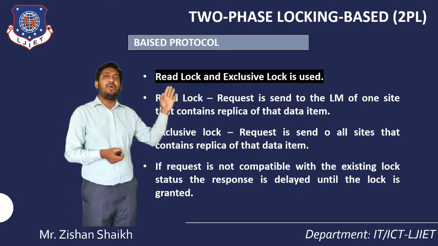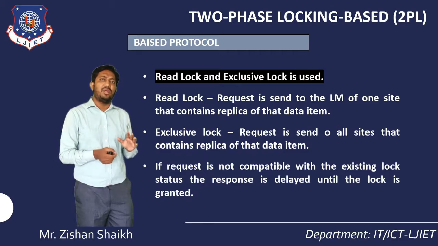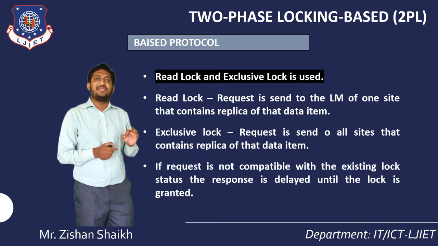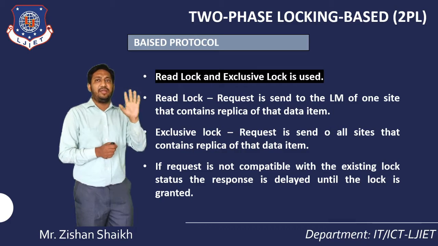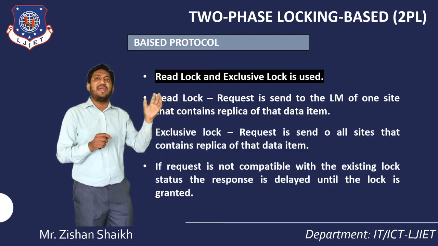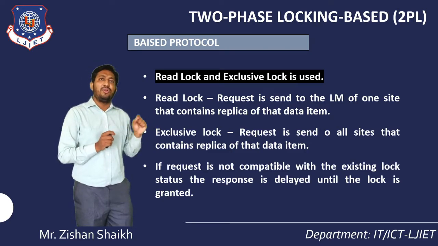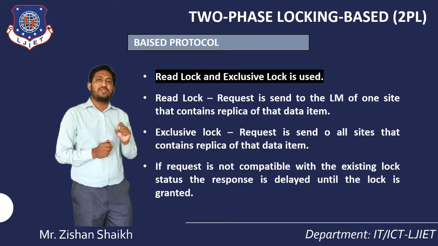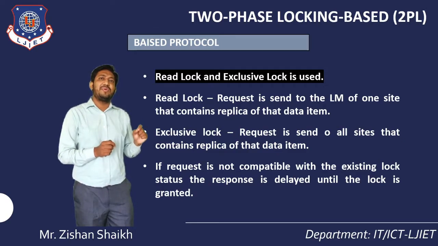The biased protocol is all about the read lock and the exclusive lock. How is the read lock achieved? The request is sent to the lock manager of only one site that contains a replica of the data item. We don't need to check any other site's condition, because we are working only on a read operation. For the exclusive lock, we have to take more care, because the transaction is working on a write operation. So the exclusive lock request is sent to all the sites that contain a replica of the data item.